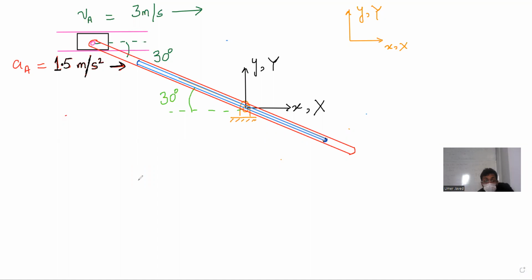So this is 0.5 meter. How many agree and how many disagree? Somewhere here.